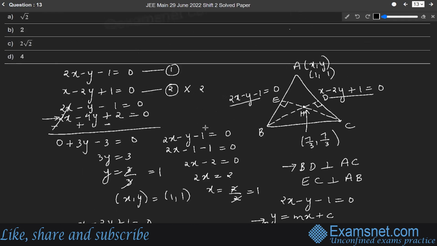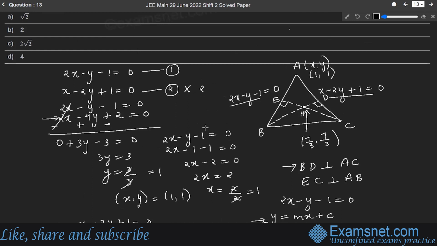Now we have to find the slope for both the altitudes. Since BD is perpendicular to AC, the product of the slopes of BD and AC will be equal to -1. So firstly, let us find the slope for BD. You can see that we don't have the coordinates of B and C here. So let us first assume the coordinates of B and C.